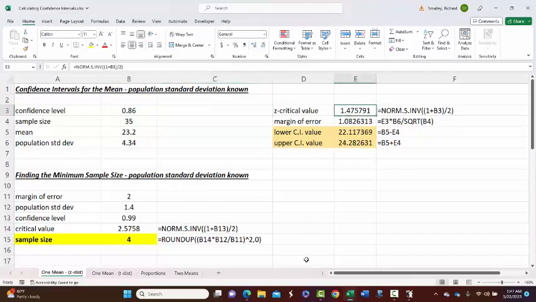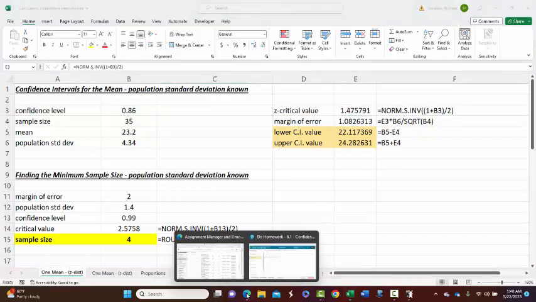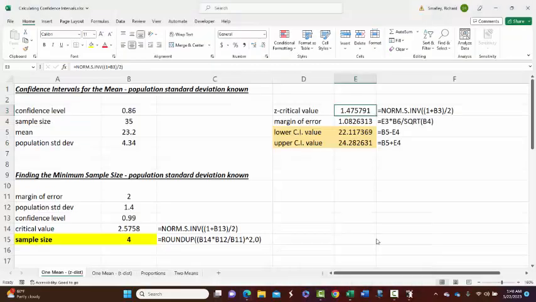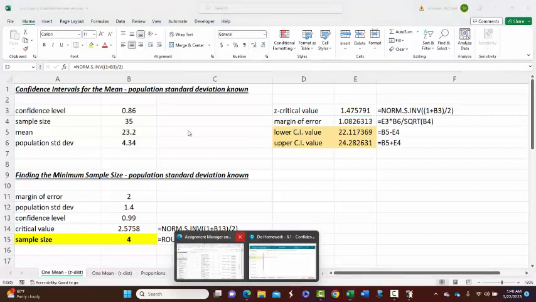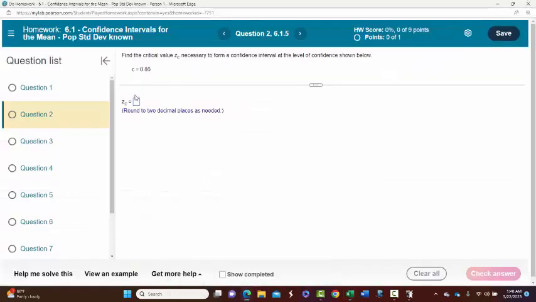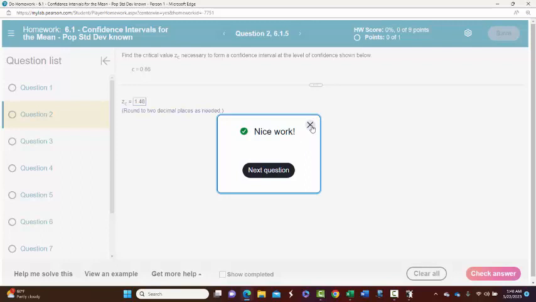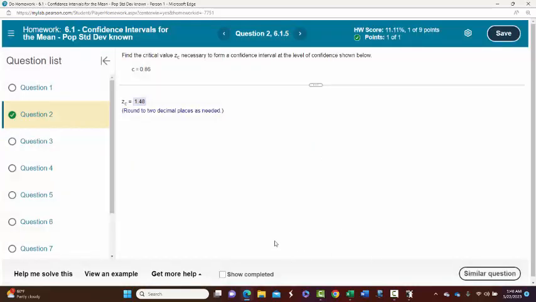Oh, how many decimals does it want? Always have to be careful with what it wants, don't we? 2. So 1.48. Beautiful. Let's see what's next here.